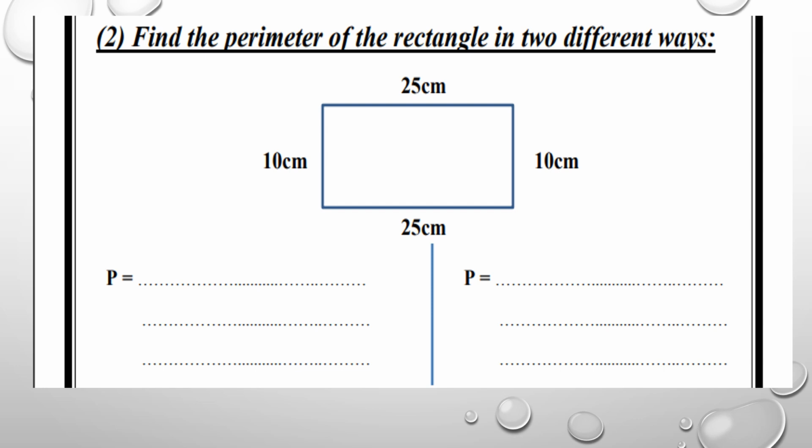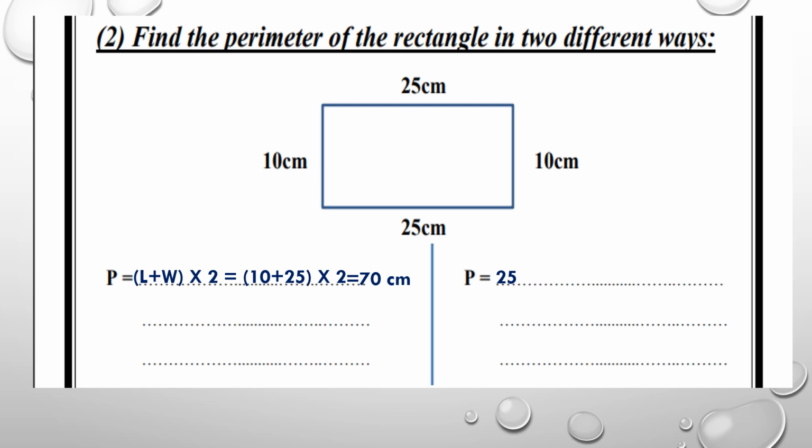We will use our rule: between brackets, length plus width, times 2. So I will add 10 and 25 together. The result, I will multiply by 2. So the total answer will be 70 centimeters.